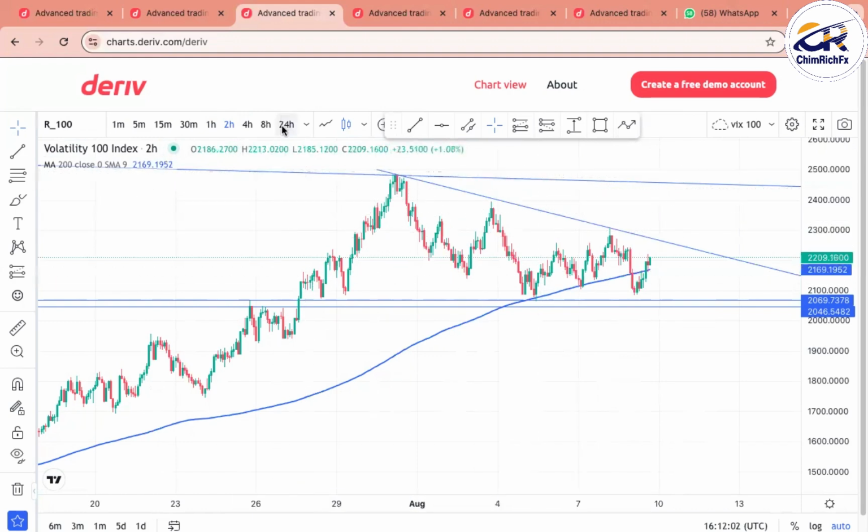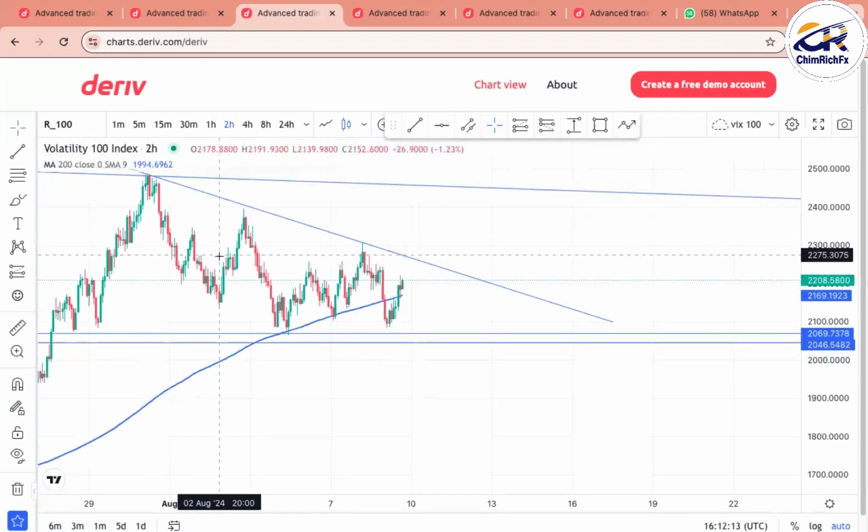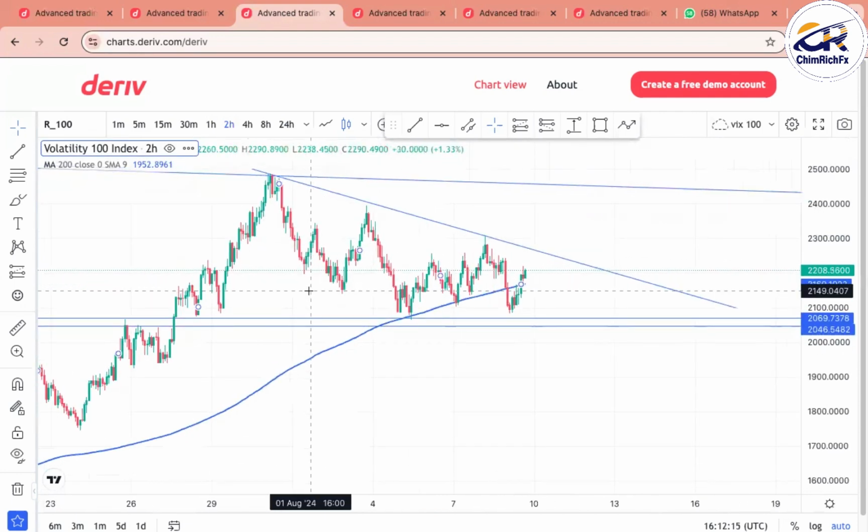But it is better to go for a sell with what I'm currently seeing and based on the 24 hours time frame, because the V100 index has been on a massive sell for years now. So it is logical to look for a sell case scenario. But you know how Forex works. It's not 100% predictable. Anything is possible.